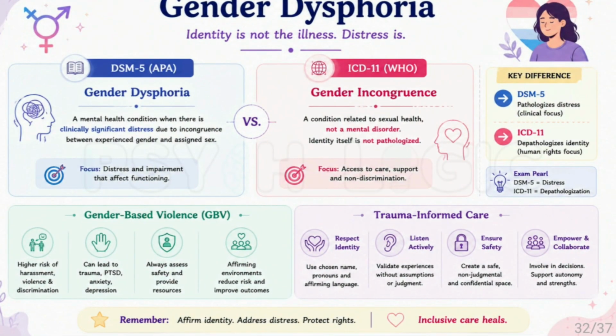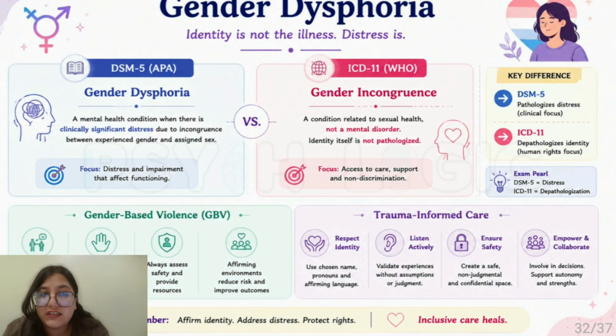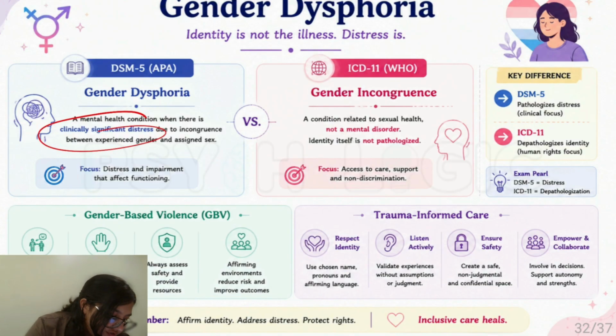Now, we have already discussed gender dysphoria in the last class, but let's have a quick overview of this again. Dysphoria means clinically significant distress or impairment. According to DSM-5, the diagnosis is not simply based on gender incongruence. It is only made when the incongruence causes significant distress or impairment in important areas of functioning. So DSM-5 is focusing on distress and functional impairment.